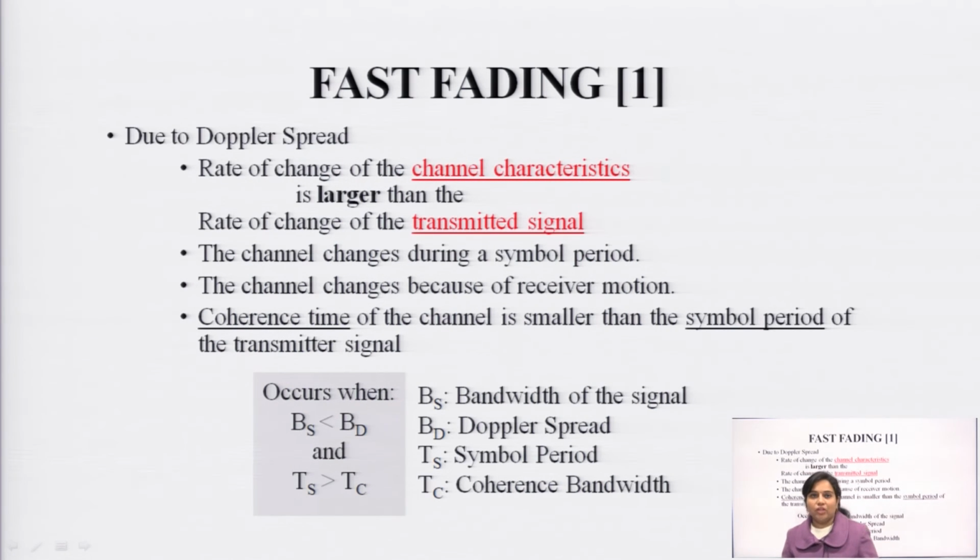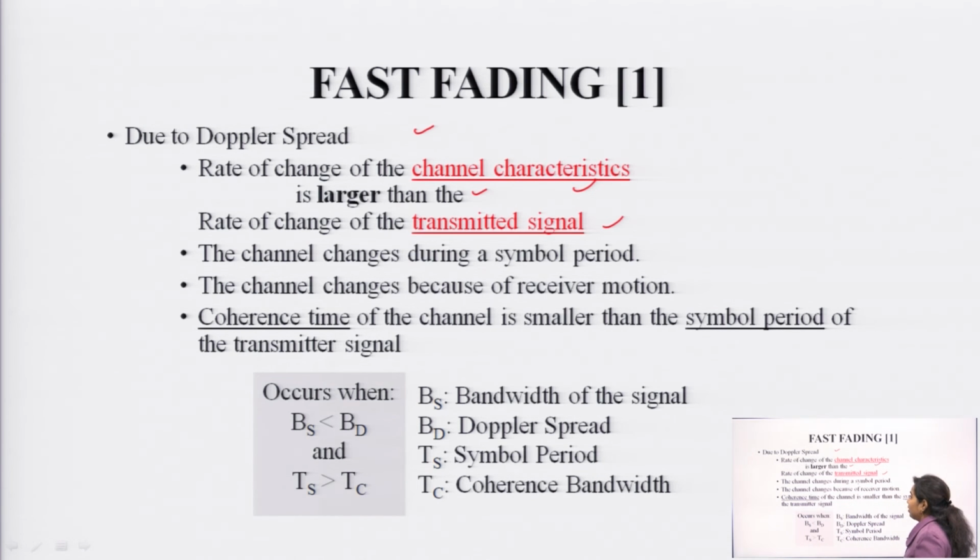Now, next is the fast fading. In case of fast fading, we are using the Doppler effect. Now, Doppler effect is there when the receiver is moving in nature and also when the receiver is moving at a faster speed. Now, due to the Doppler spread, the rate of change of the channel characteristics is larger than the rate of change of the transmitted signal.